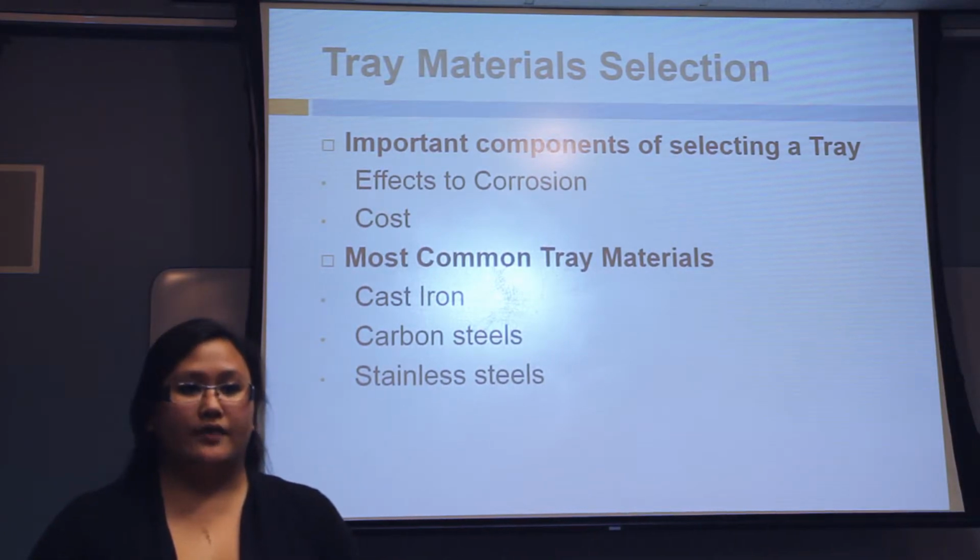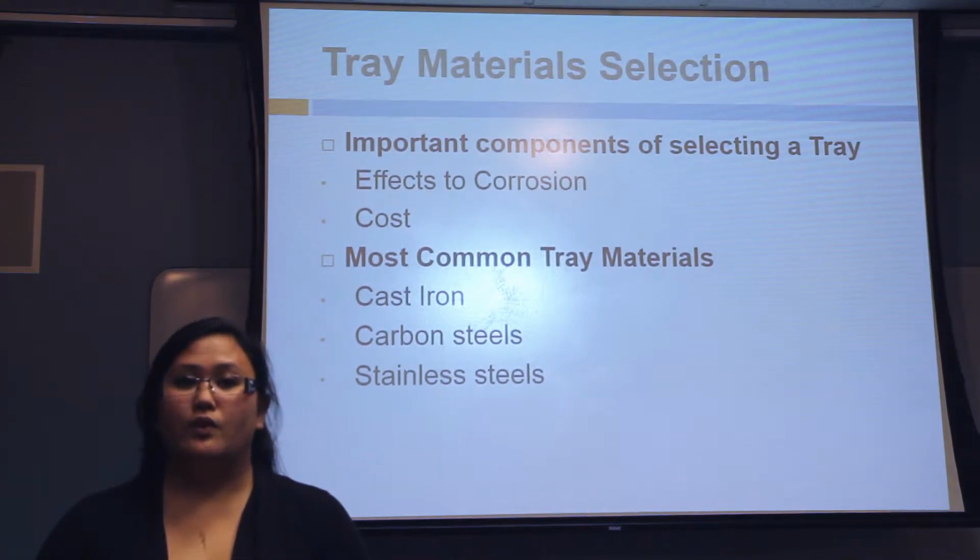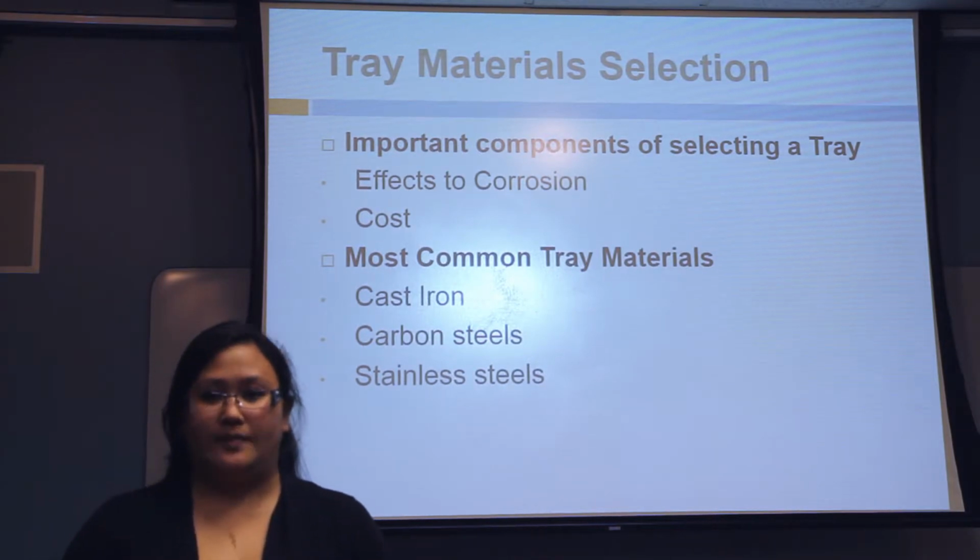So let's talk about the effects of corrosion. For processes that we expect any corrosion, we use a stainless steel. For processes that we don't consider any corrosion, we use carbon steels and cast iron. For example, the separation with the water and acetone, we normally use carbon steels and cast iron. So let's talk about the cost. For cost, cast iron is more expensive compared to carbon steels and stainless steels. So next, Tariq is going to talk about the packings.